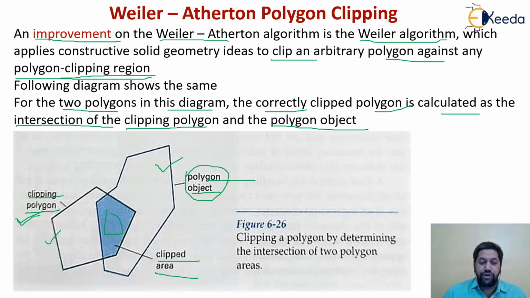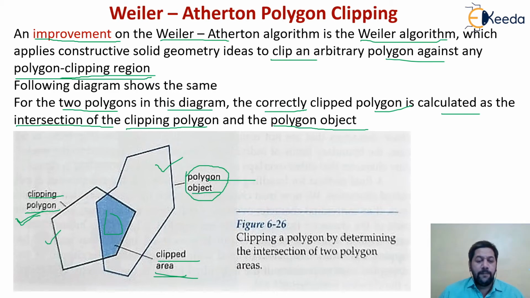That is also possible with just a simple improvement of the Weiler-Atherton. I think this makes it easy to understand how the improvement is possible. The only improvement is that my object is also a polygon, and my clipping window is also a polygon. So I have the original object and this is my clipping polygon, and the area shown in blue is my clipped area. This is one of the improvements that I have in the Weiler-Atherton polygon clipping algorithm.